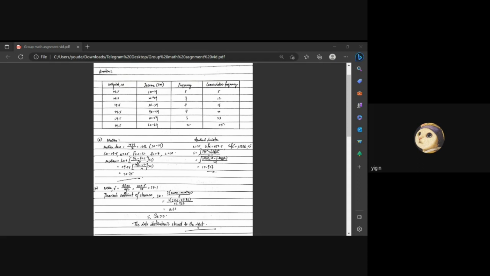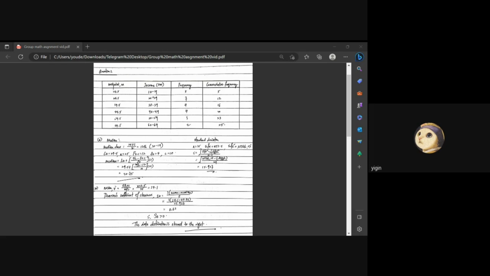Okay, to calculate the median, first we have to find the median class. The total frequency in this question is 25, so we add 1 and divide by 2, and we get 13. It means that the median will exist in the interval 30 to 39. Next, we calculate LK, which is the lower class boundary of the median class, by adding 29 and 30 and dividing by 2. So we get 29.5 for the LK.